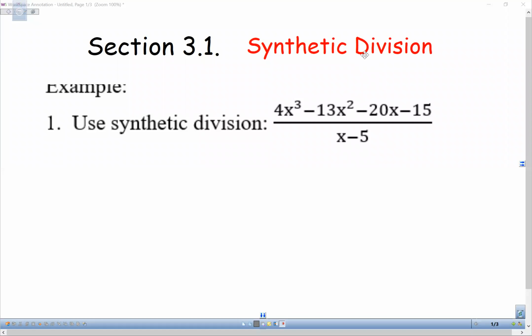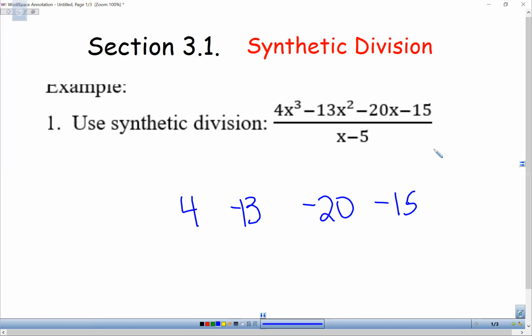Okay, we're starting in section 3.1 with a process for dividing polynomials known as synthetic division. This is very helpful because unlike long division, this one is a shortcut and it uses only the coefficients from each one of our terms. So here are the coefficients from the first polynomial in the numerator. And then we're dividing by x minus 5.